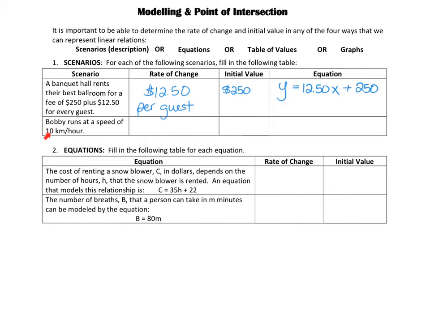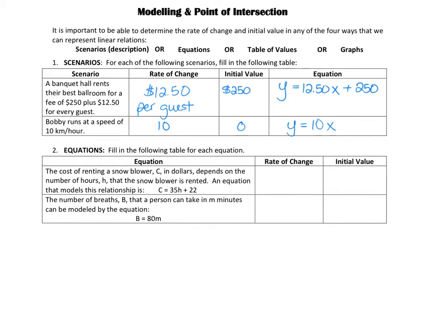Bobby runs at a speed of 10 kilometers per hour. Okay, so hopefully you can see that the rate of change is 10, right? In this case, the speed. And there's no initial value, right? Starts at 0. That means this is a direct variation, so the equation is just y equals mx, and it's simply y equals 10x. Okay, the independent variable is number of hours, and the dependent variable is the distance.